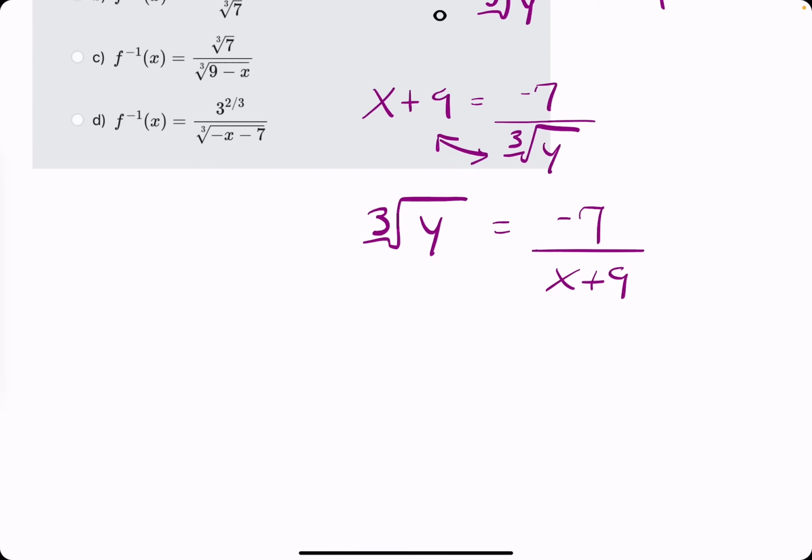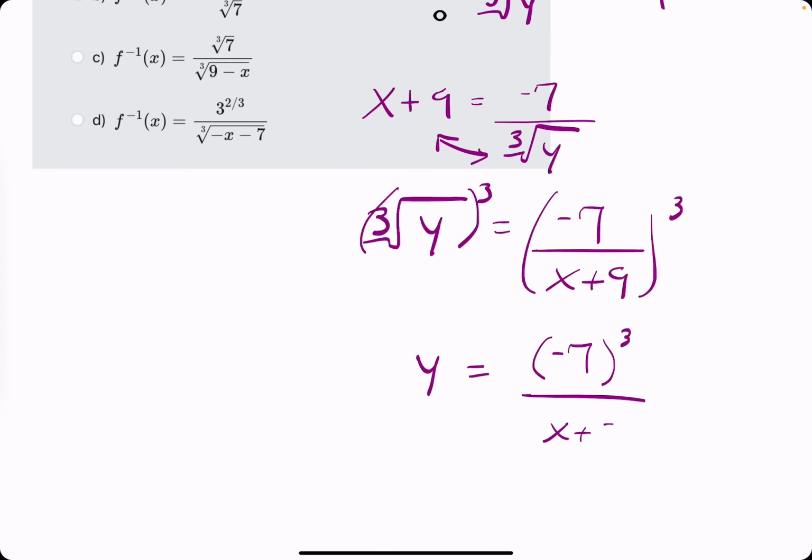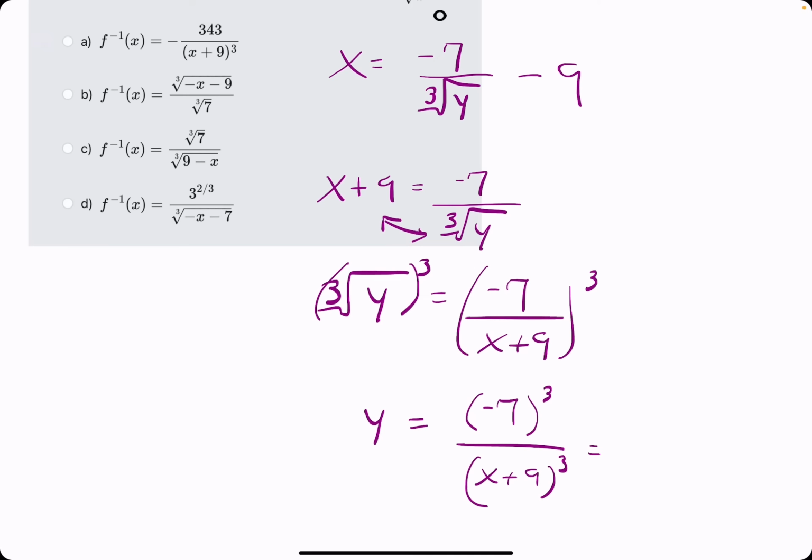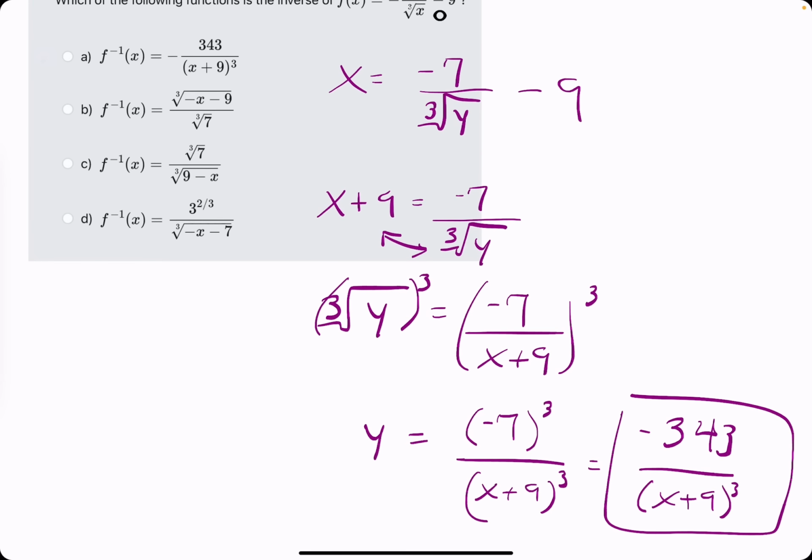So swapping the places of these two expressions. And then this looks pretty good. Let's go ahead and cube both sides. So to eliminate a cube root, we are raising both sides to the 3rd power. So I'm assuming what they've done is taken negative 7, cubed it, x plus 9, cubed it, and then went ahead and called negative 7 cubed negative 343. So 7 times 7 times 7 is 343. And if you cube a negative, it remains negative. And then we still have x plus 9 cubed in the denominator. So I think that's option A again.